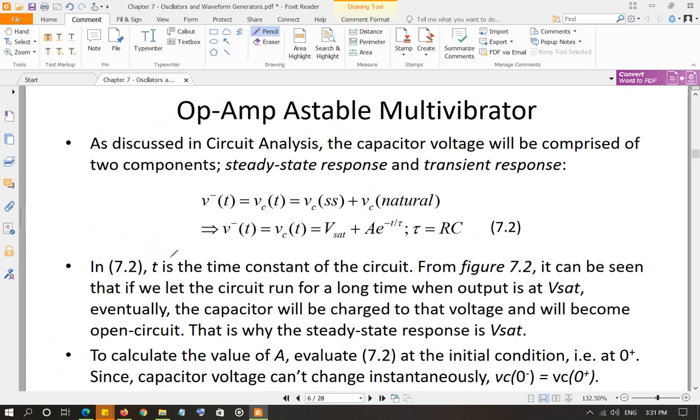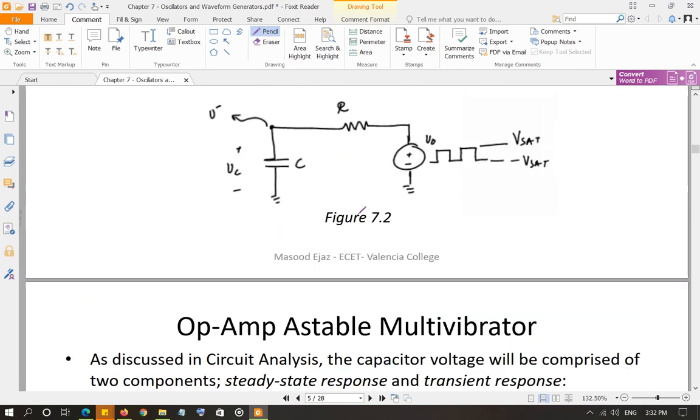So the capacitor voltage, which is the voltage at the inverting terminal, is comprised of, from circuit analysis, two components: a steady state component and a natural component. And we can write that steady state component as Vset. Remember, how did we used to find the steady state component?